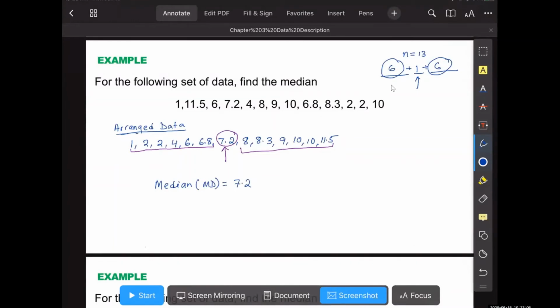Is that quite easy? Yes. Okay. Any question on that? Yes, no? No. No question. We'll go to the next example then.